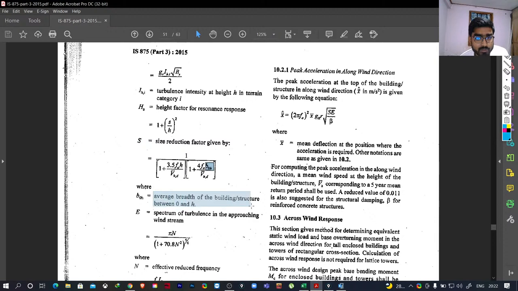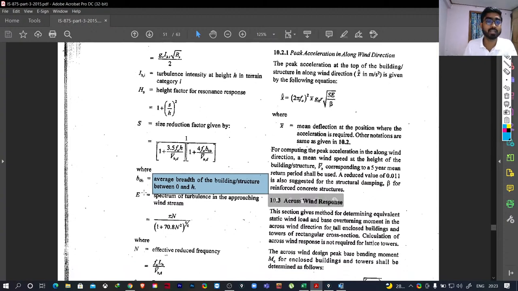Nothing but the average breadth of the building structure between 0 to H, means the total height throughout the section. What is the average width? So as I have explained, we have considered this as the highest width of the structure. Now, how highest width means? It should be perpendicular to the wind direction. Okay, remember, the width perpendicular to the wind direction.